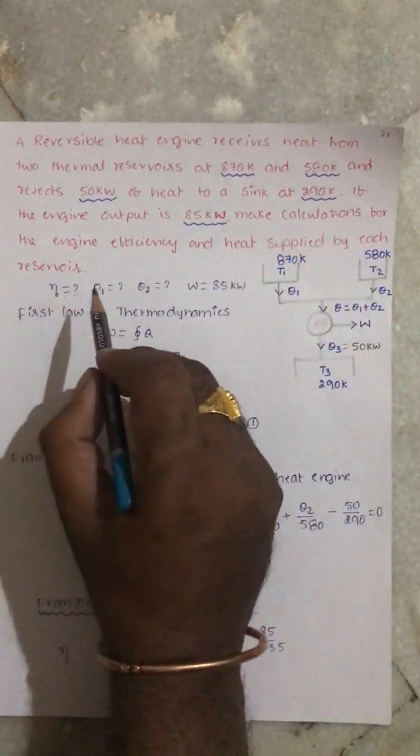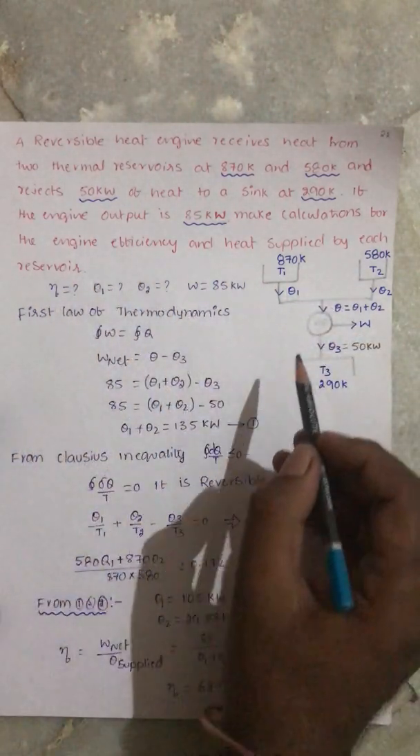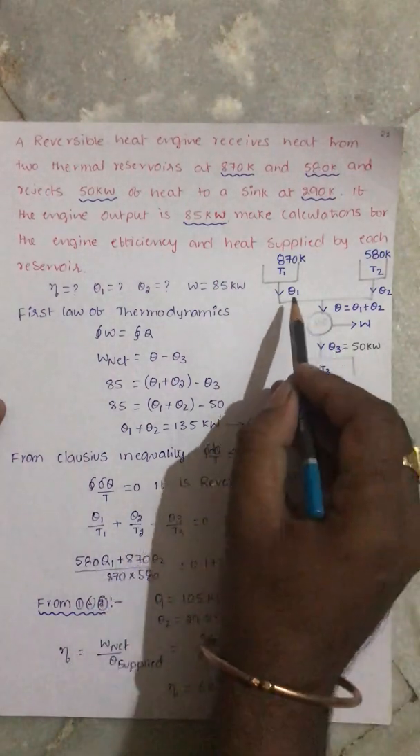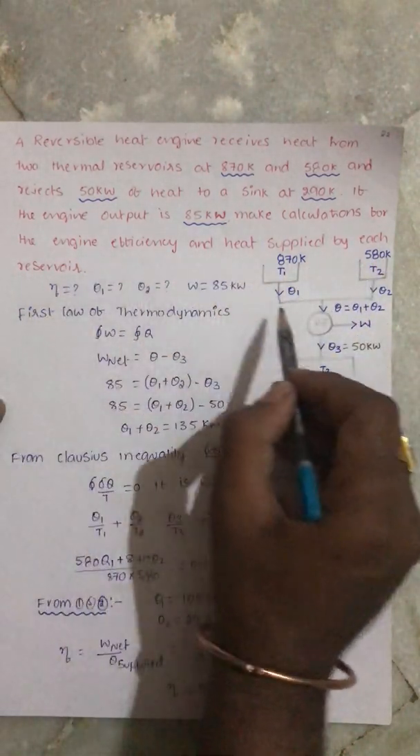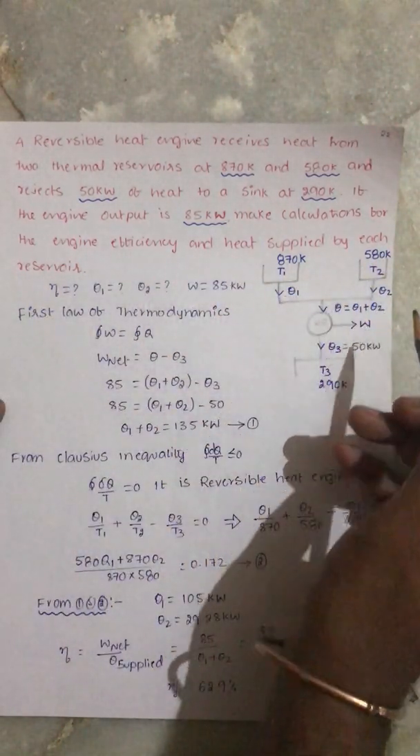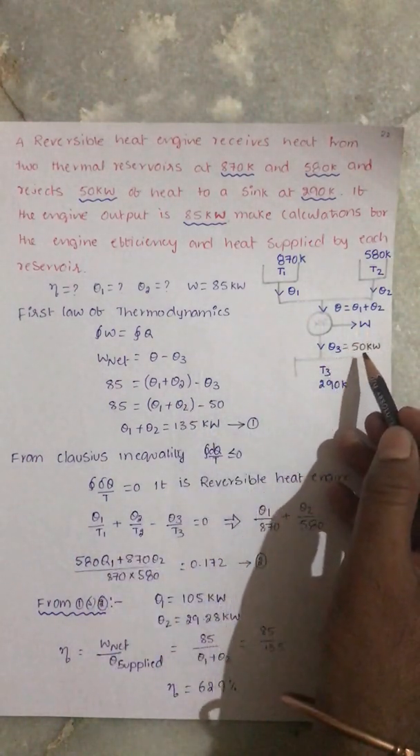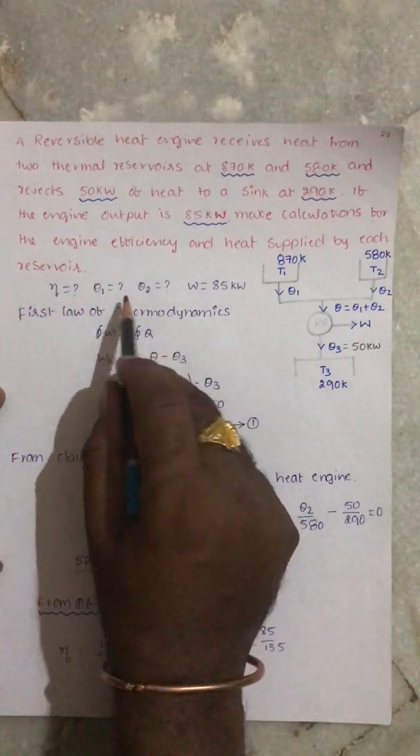Make calculations for the engine efficiency and heat supplied by each reservoir. So we need to calculate the engine efficiency and the Q1 and Q2 values. Heat supplied means only Q1 and Q2 we have to calculate. Q3 is already given, that is 50 kilowatt. Now we need to calculate Q1 and Q2.